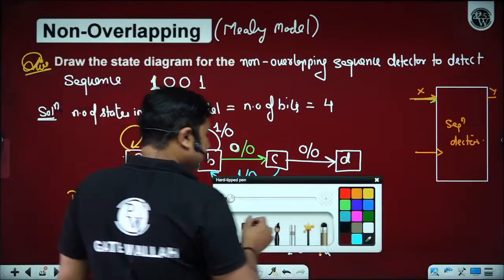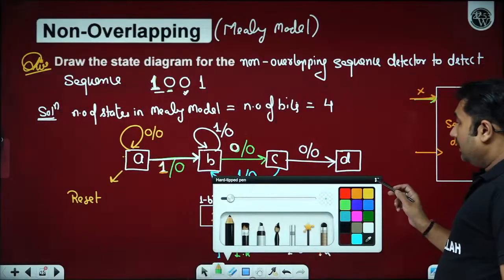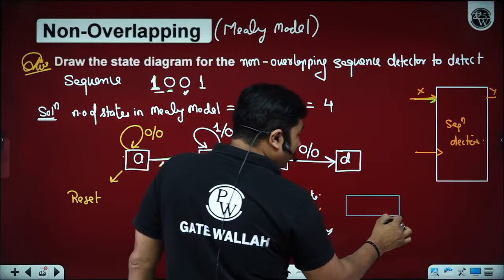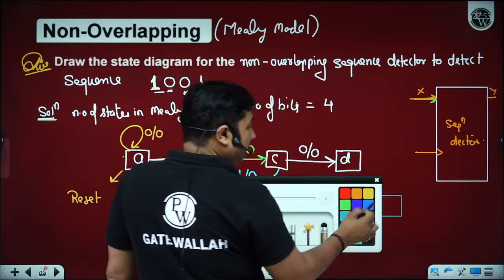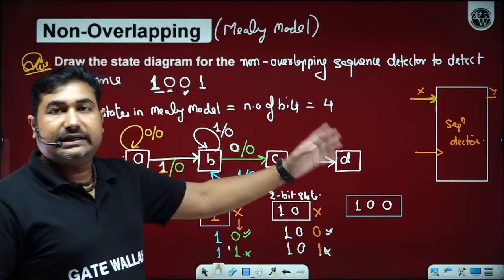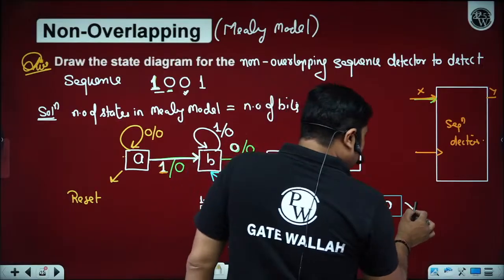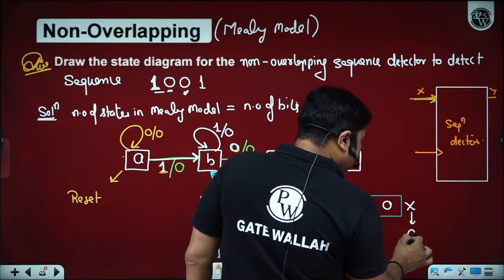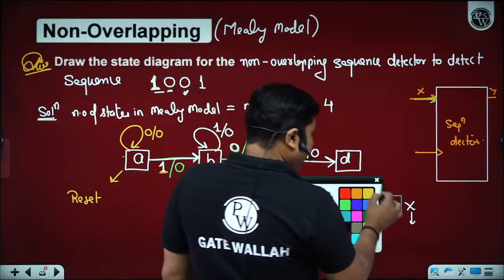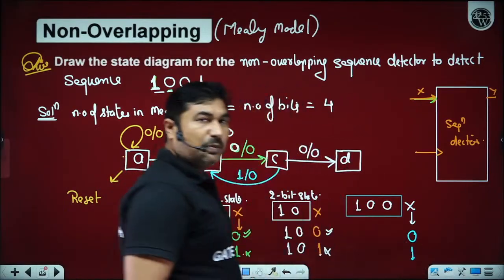Now come to the state D. You have reached state D. It means 3 bits in a sequence have already been detected at input X. Now the next input at X can be 0 or 1. Yes, sir. Next input on X can be 0 or 1. Only 2 possibilities with the 1 input.